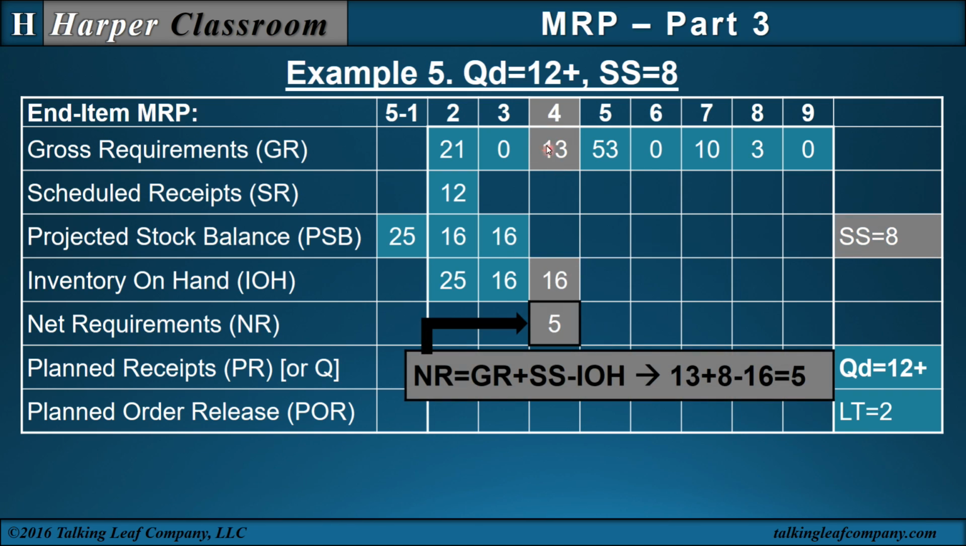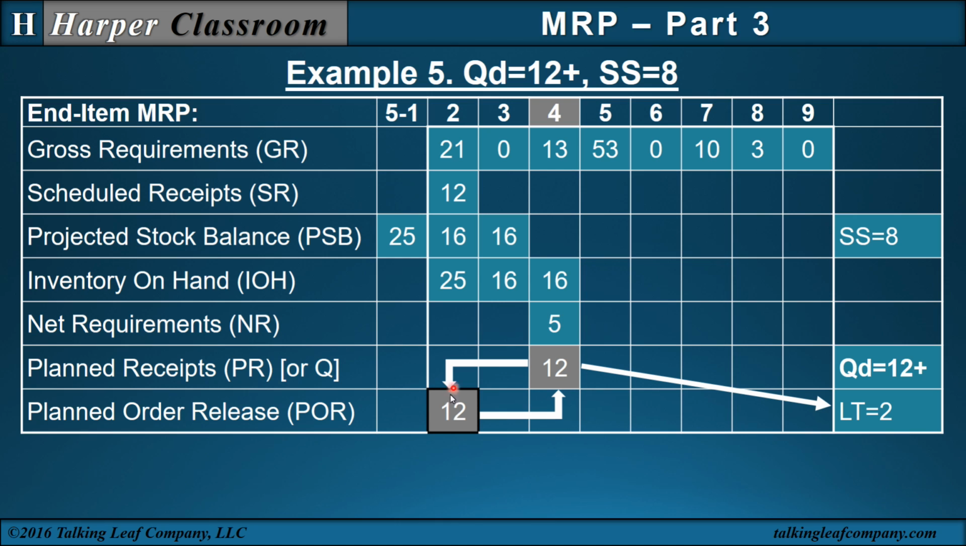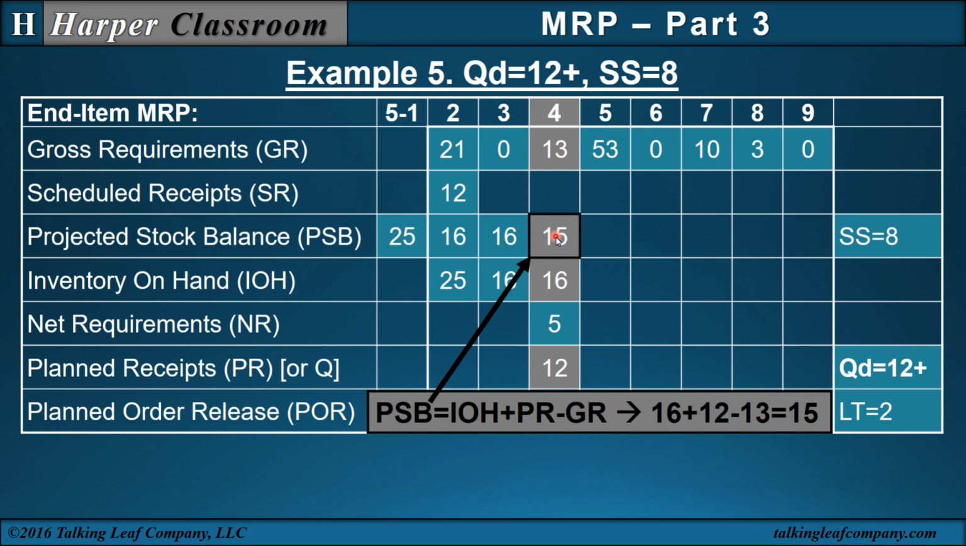The net requirements, 13 plus 8 minus 16, is a net requirement of 5. We compare that with our minimum lot size discipline of 12. Well, since our net requirements is 5, our minimum lot size is 12, our lot size Q then becomes 12. Compare that with a lead time, come back 2, and have a planned order release of 12, which generates a planned receipt of 12. Our projected stock balance is our inventory on hand plus our planned receipts minus our gross requirements equals our projected stock balance. There's the equation and there's the calculations.